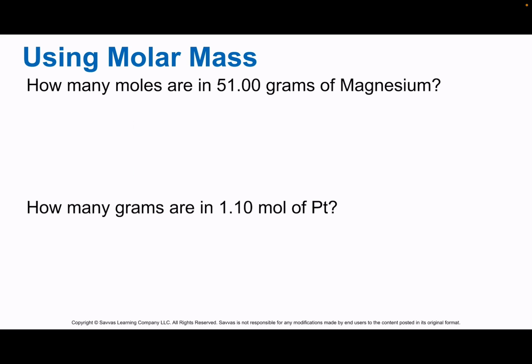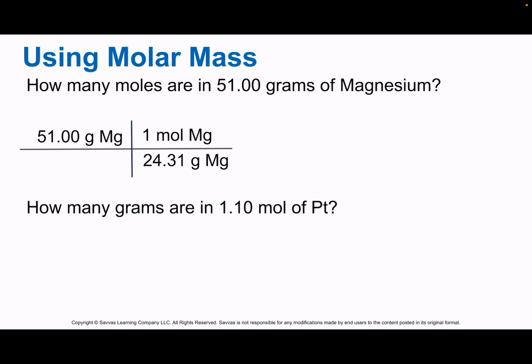Find this example in your notes. How many moles are in 51.00 grams of magnesium? So I'm going to start my T-table with 51.00 grams of magnesium, and I'm going to use my newest conversion factor, molar mass. The mass of magnesium on the periodic table is 24.31 grams, and that's going to be for 1 mole. So grams will cancel, we'll be left with moles.